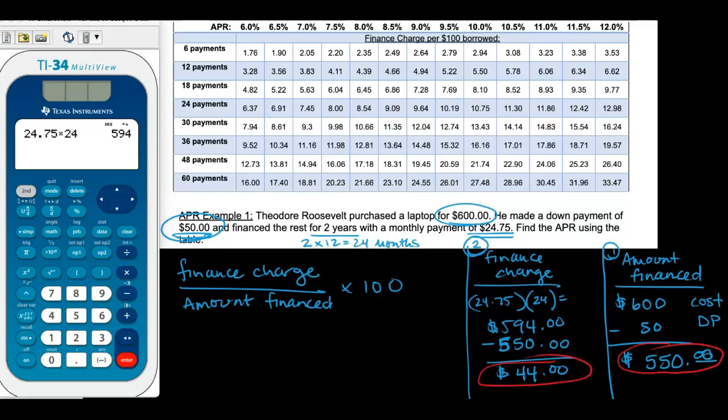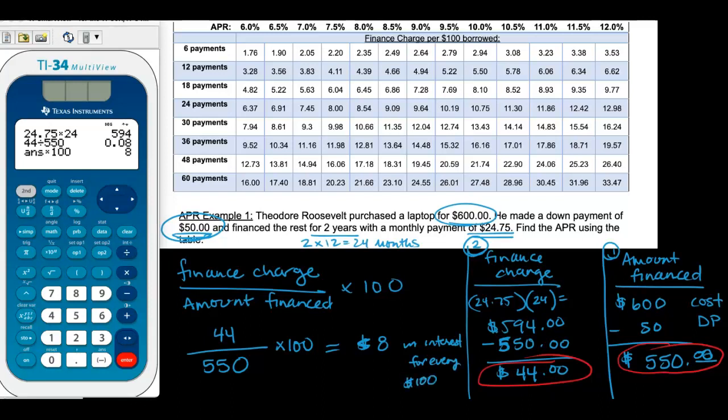Now I've got my two values that I need to plug into the formula. The finance charge is $44, so 44 divided by the amount financed, which was $550. We divide those two numbers and multiply by 100. So 44 divided by 550, times 100, and we end up getting 8, which really represents $8. That means there's $8 in interest for every $100 that the item cost.